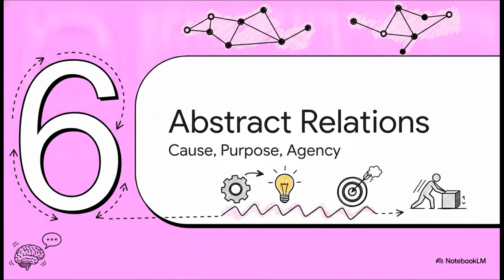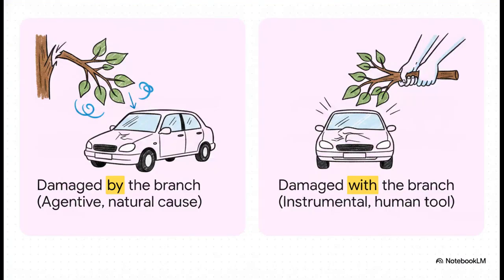Let's see how all this builds into expressing cause, purpose, and agency. A really critical abstract distinction, analyzed by linguists, is the difference between agency and instrumentality. Think about a falling branch. If a car was damaged by the branch, it implies a natural cause, right? The branch acted as an agent, completely without human control. But if the car was damaged with the branch, we instantly know it was used with instrumental intent, as a tool by a human being. Just one single tiny word changes the entire forensic reality of the sentence.